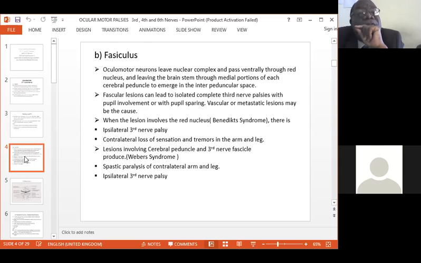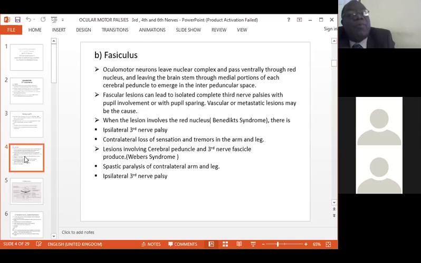When the lesion involves the red nucleus, that is Benedikt's syndrome, there is ipsilateral third nerve palsy, contralateral loss of sensation, and tremors in the arm and leg. Lesions involving the cerebral peduncle and third nerve fascicles produce Weber's syndrome, with spastic paralysis of the contralateral arm and leg and ipsilateral third nerve palsy.